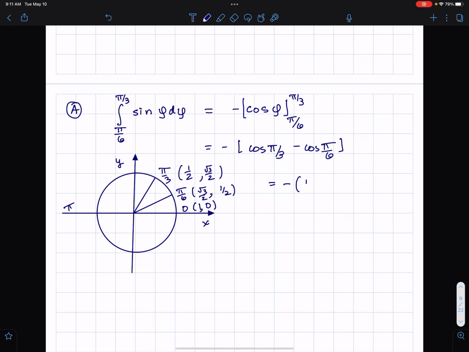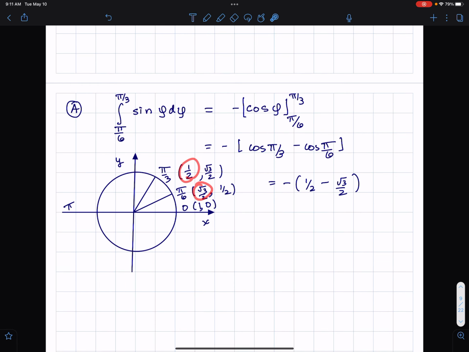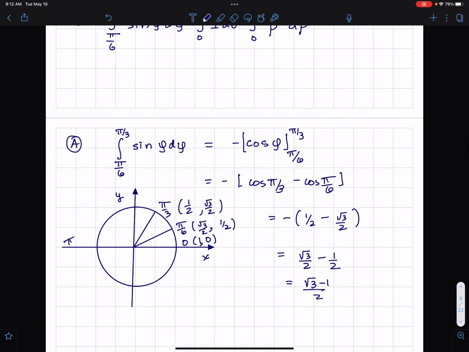So cosine pi over 3 is 1/2. Cosine pi over 6 is rad 3 over 2. Again, the x coordinate is cosine and the y coordinate is sine, but we're using cosine here. So I'm going to distribute the negative through and put the larger number first. All righty. I wouldn't be surprised if the book writes it like this, or someone would get a common denominator and write it as a single fraction. All right, so maybe that was the one that took a little bit of time.